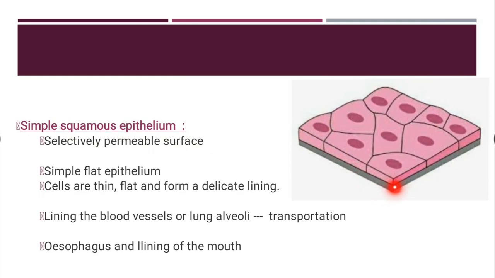Their cells are very thin. As you can see here, the cells are very thin, flat and they form a delicate lining. They are found lining the blood vessels or lung alveoli, where transportation of substances occurs through the selectively permeable surface. They are also found lining the esophagus and lining the mouth.